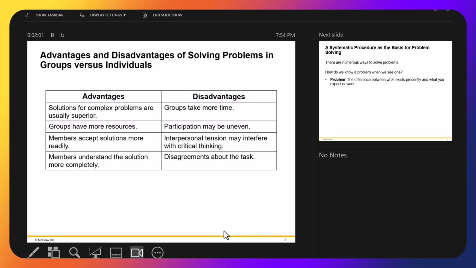Disadvantage: groups take more time. Sometimes people want to go off in different directions and can't stay on task. Participation may be uneven. That's usually the case where you have some people who are doing the work and some people who are not. Interpersonal tension may interfere with critical thinking. If you've got a group of 10, you may have one or two or three people in there that don't get along. Disagreements about the task, how to go about doing something, take up time.